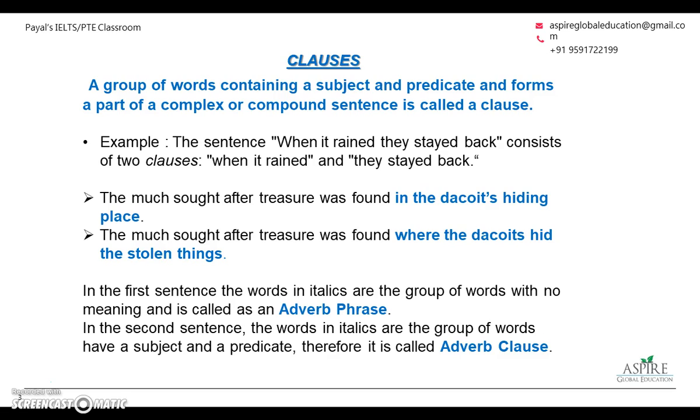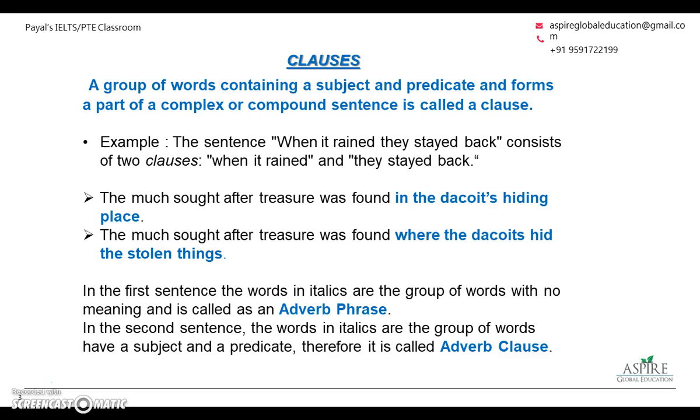The much sought after treasure was found in the dacoit's hiding place. Where was the treasure found? In the dacoit's hiding place. It is answering my question where, so it acts as an adverb. But does it have a subject and a predicate? No. That is why it is called an adverb phrase.